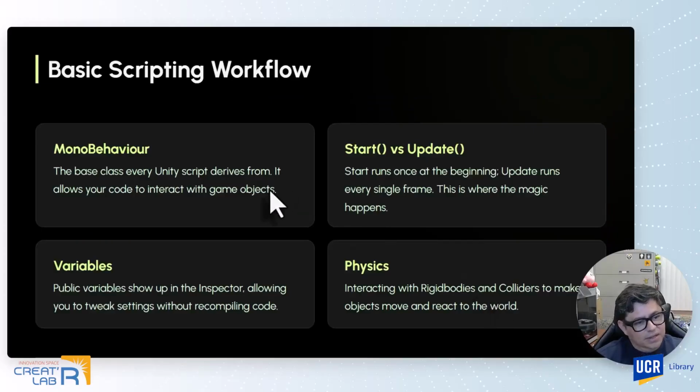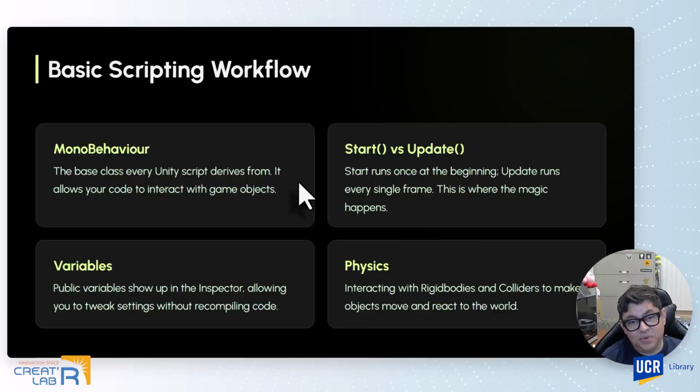Here are some of the things that you're going to see a lot when you're scripting, when you're coding in Unity. The MonoBehaviour, that's a standard thing. This allows your code to interact with game objects. Start versus Update. If you've coded in Arduino or C++, the Start is when you initiate everything at the top of the code. Update just keeps going in a loop, updating everything as the game goes on.